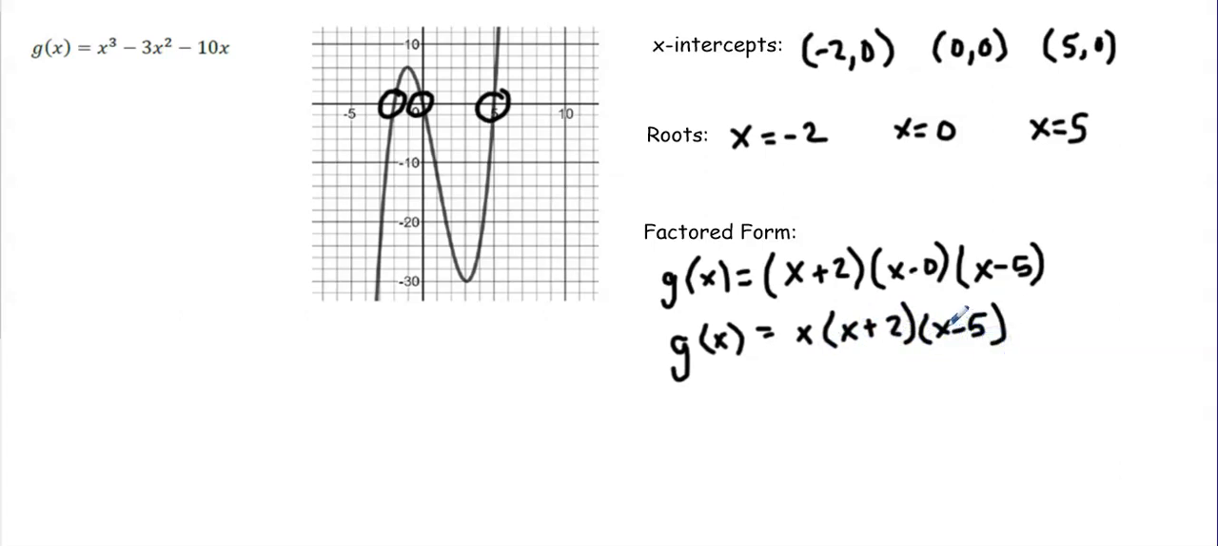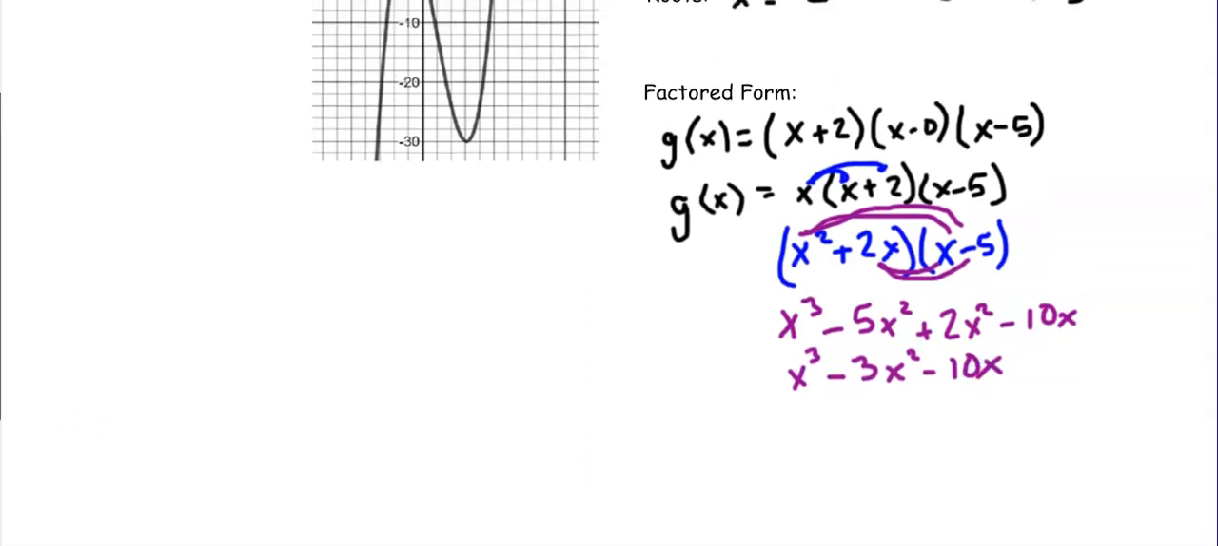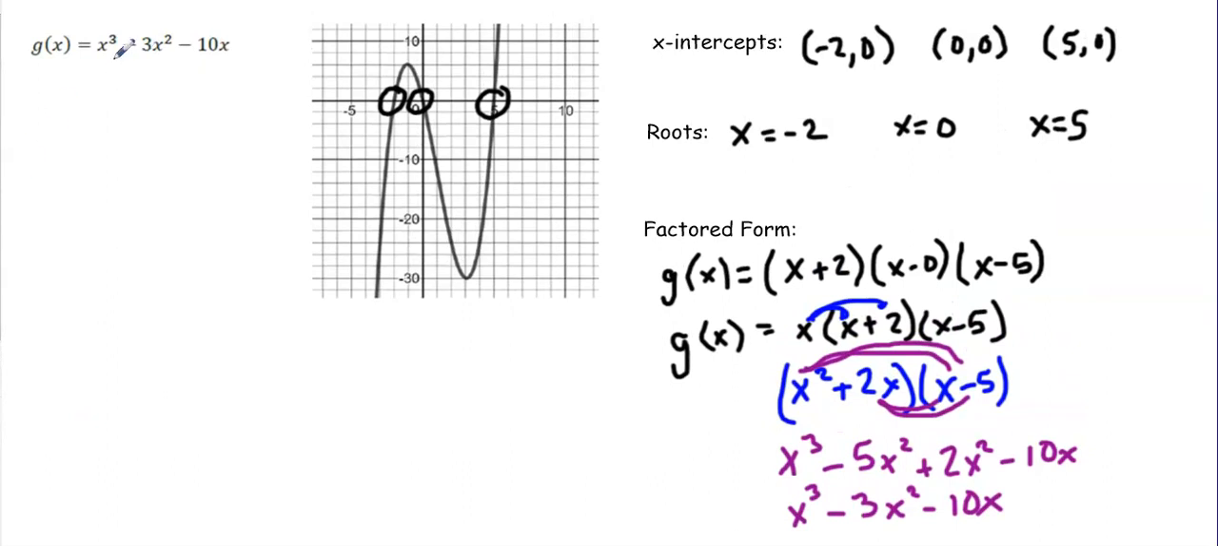I want to verify that this is correct, so I'm going to multiply to make sure. So I multiply x into x plus 2. I get x squared plus 2x. Then I'll multiply this times x minus 5. Combine my like terms. I have x cubed minus 3x squared minus 10x. And that is the same thing that g of x started off with. So I know that g of x does equal x times x plus 2 times x minus 5.